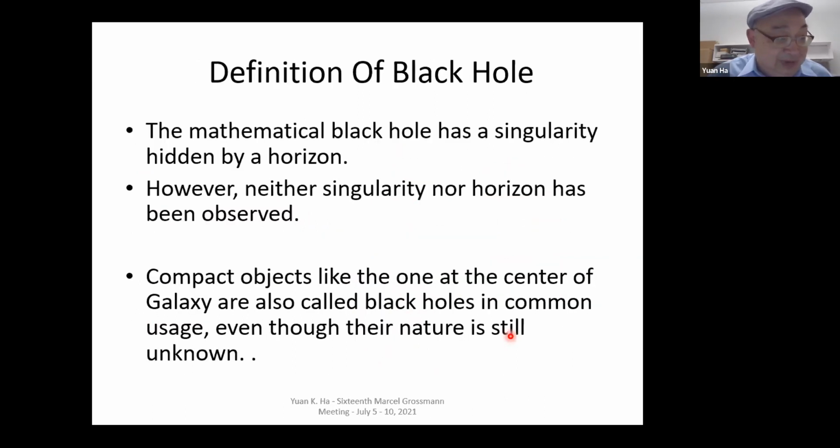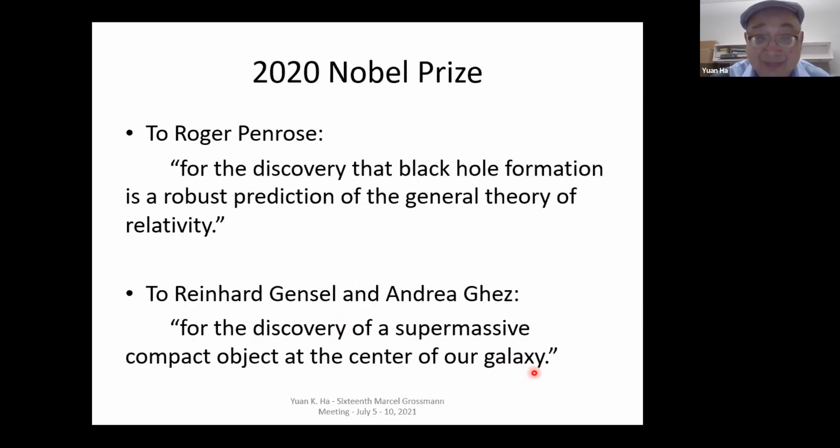To begin, we'd like to explain the definition of the black hole. The mathematical black hole has a singularity hidden by a horizon. However, neither singularity nor horizon has been observed. And compact objects like the one at the center of our galaxy are also called black holes in common usage, even though their nature is still unknown.